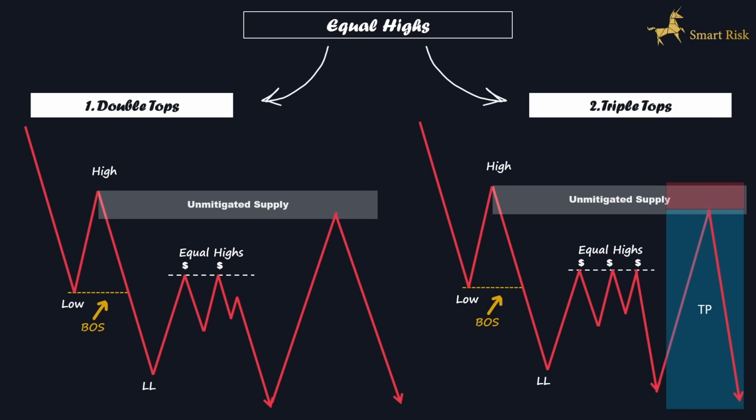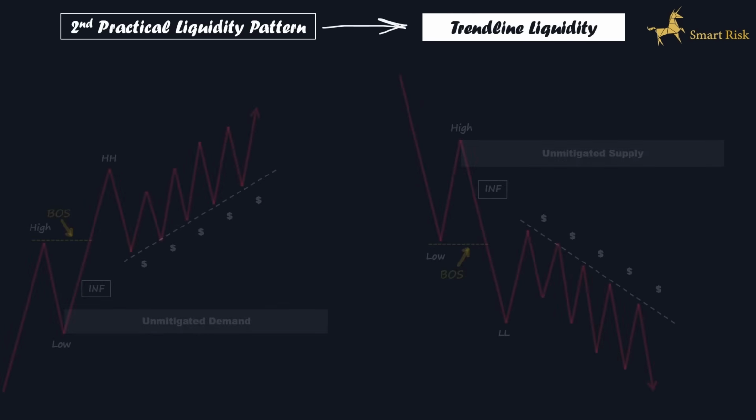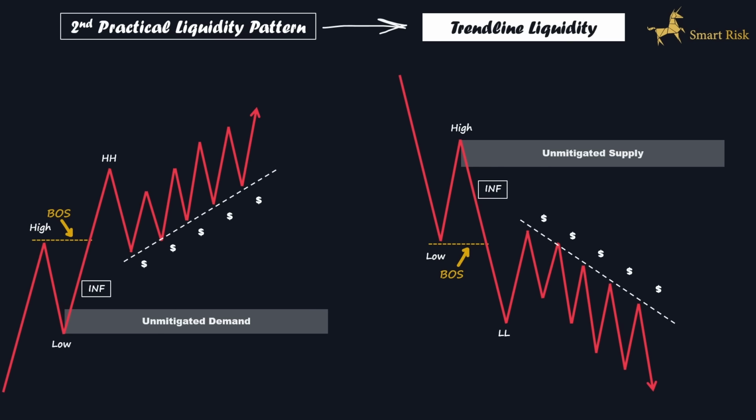Now, let's move on to the second practical liquidity pattern that we should consistently look for in the market: trendline liquidity. Let's start with the bullish scenario. Consider a structure like the one illustrated on the left side. We can see that the price formed a bullish BOS to the upside, leaving a great inefficiency behind.